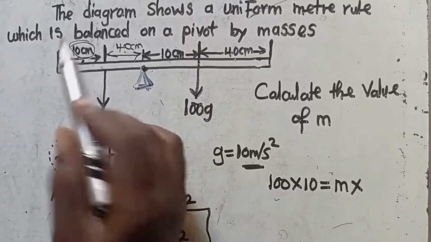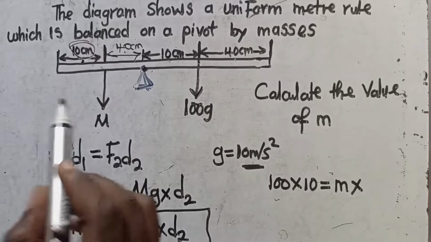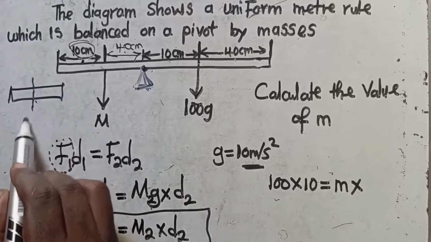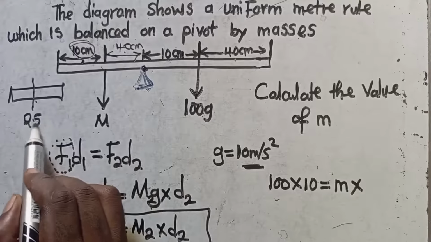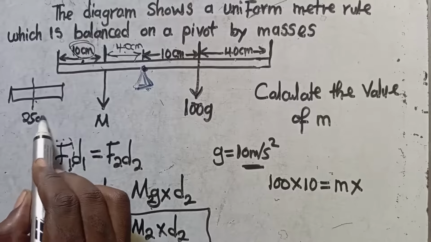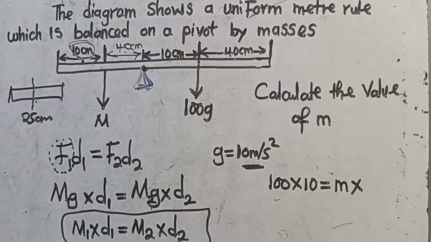If this is 10 and this is a half meter rule, sometimes they will tell you it is a half meter rule. So the center of the half meter rule is 25 centimeters. Have you seen? If they give you a half meter rule, the center will be 25 centimeters. That is where all forces will be acting.